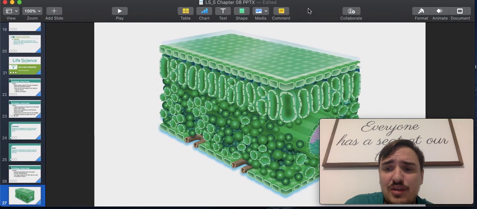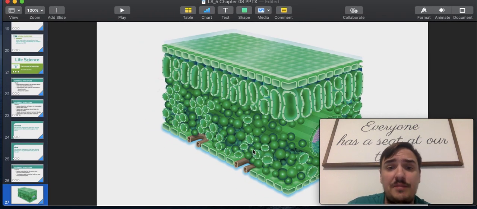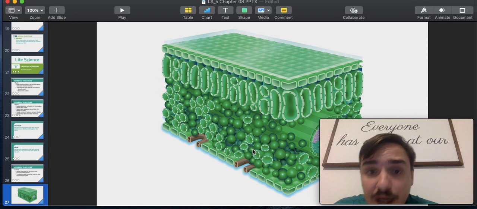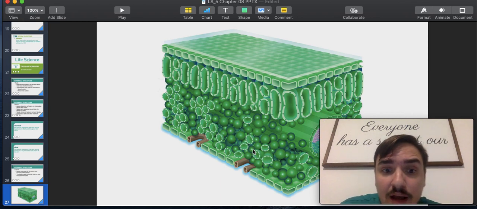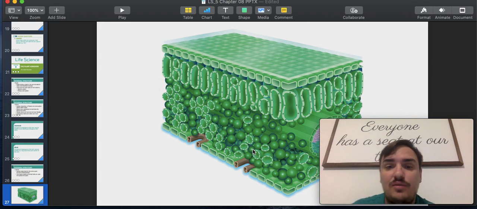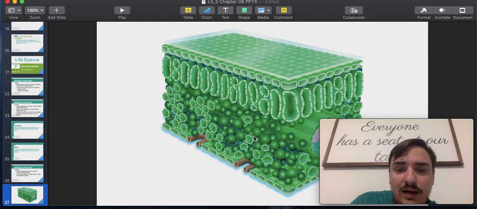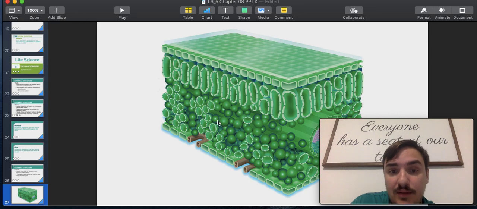Okay, so that's the spongy mesophyll. Also, the spongy mesophyll can be used for storage. It stores excess starch and nutrients and glucose that's made by the leaf. And also, that empty space is where the gas is going to come in and basically be used in photosynthesis. So, gas comes into this spongy mesophyll and then it's used in photosynthesis up here.